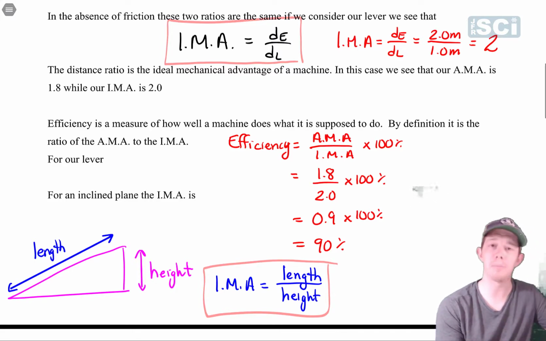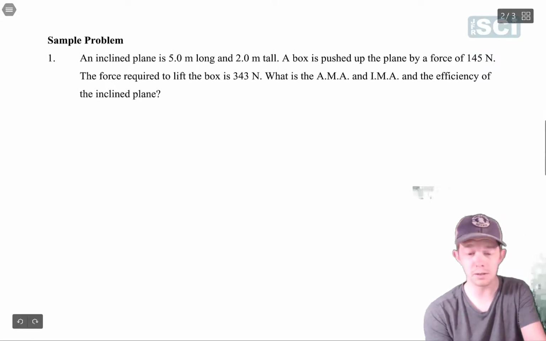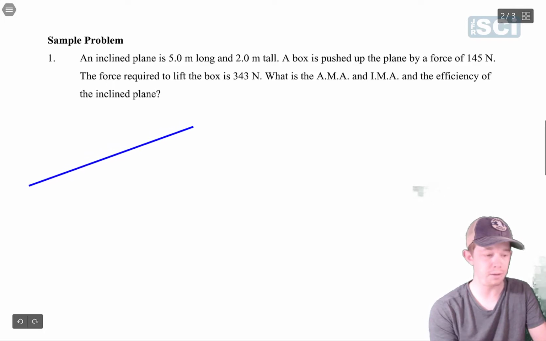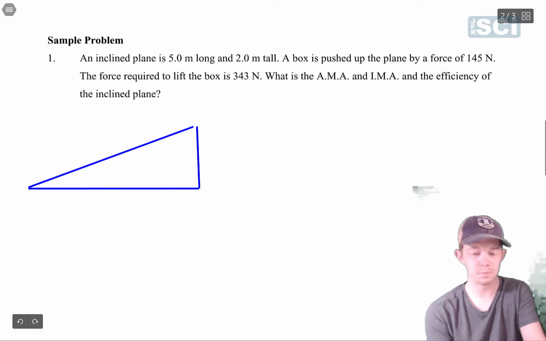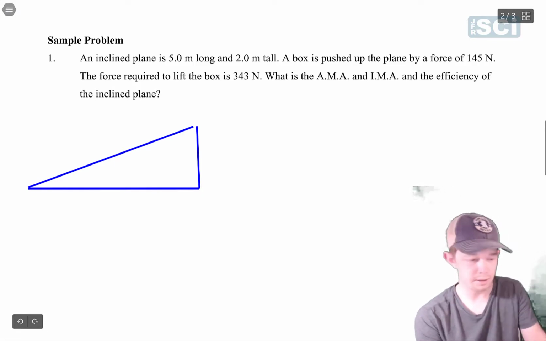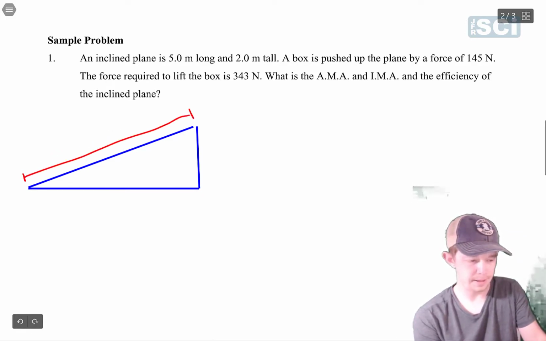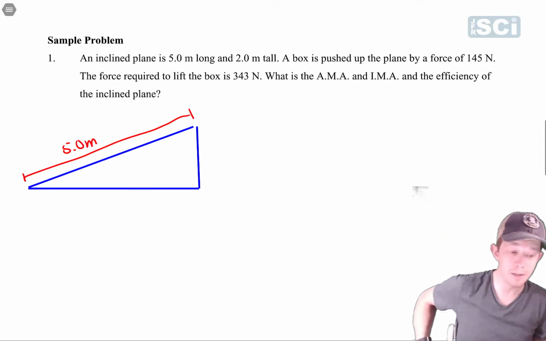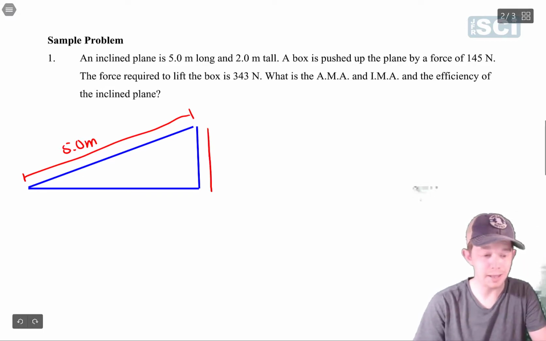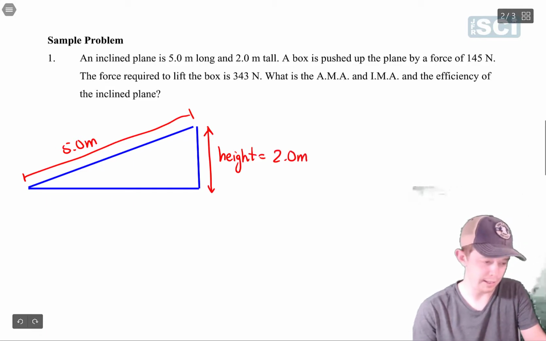Okay, so let's go ahead and do an example of an inclined plane as well. An inclined plane, 5 meters long. So let's go ahead and draw this picture. So I have a 5 meter long inclined plane. That means that this length here is 5.0 meters. And I'm trying to push a box up it. The height that it will get is 2 meters. So my height here is 2.0 meters, and this is my length.